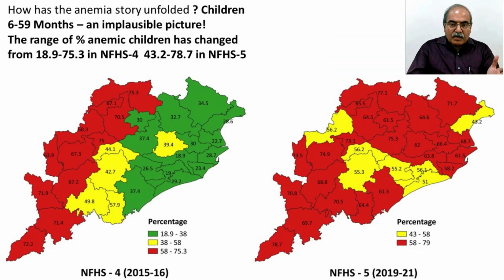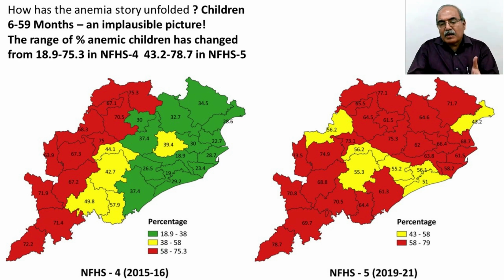We move to this issue of anemia, and again we find a very implausible picture emerging. Now this is a story across different states in NFHS 5, that anemia levels have shot up, almost implausibly. So here again we notice children in the 6 to 59 months age group. We keep the same cutoff as NFHS 4. There you see a northern and southern, a contiguous red belt. You see a continuous green patch and intermediate yellow.